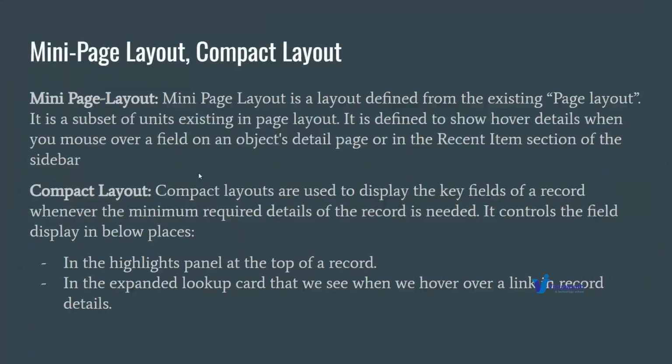Let's look at the definition now. Compact layouts are used to display the key fields of a record whenever the minimum required details of the record are needed. So it's like a quick glance. It controls the field display in the following places. First of all, in the highlights panel, which is what we have seen. Then in the expanded lookup card that we see when we hover over a link in record detail.